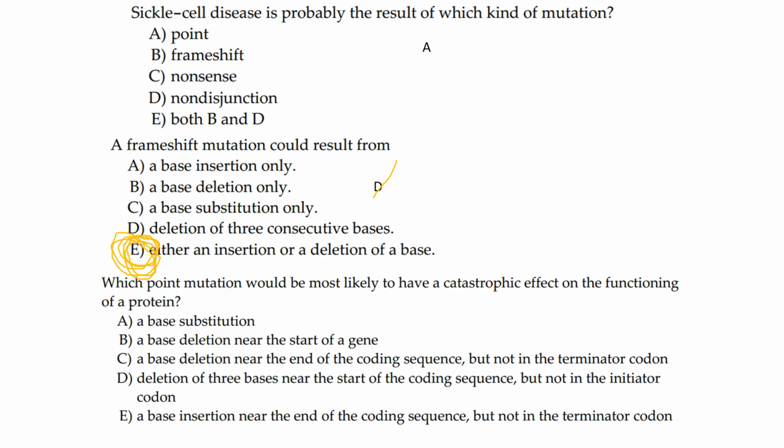Which point mutation would be most likely to have a catastrophic effect on the functioning of a protein? Base pair deletion near the start of a gene. Yes. What happens if a base pair is deleted near the start of a gene? It will cause a premature, short polypeptide. A short polypeptide will lead to a non-functional protein.